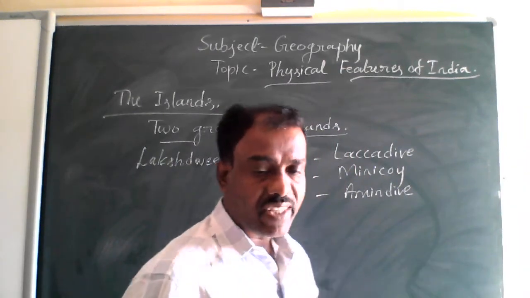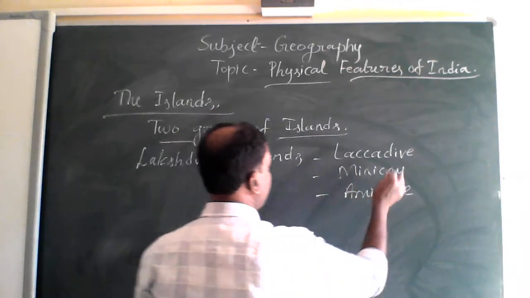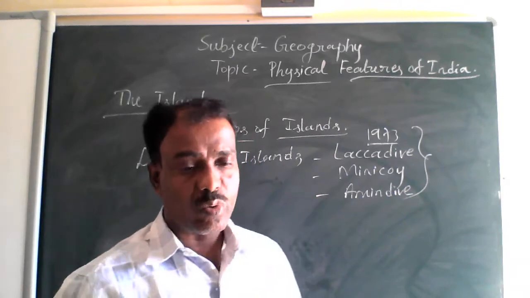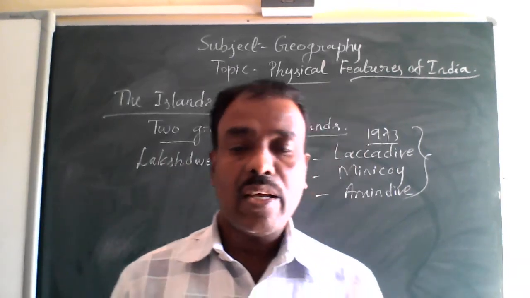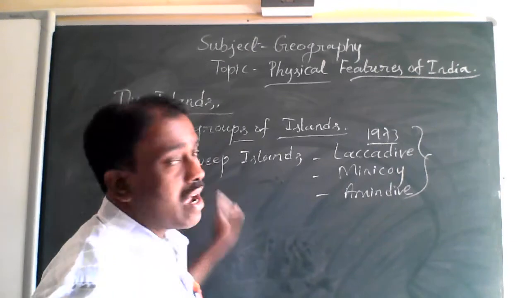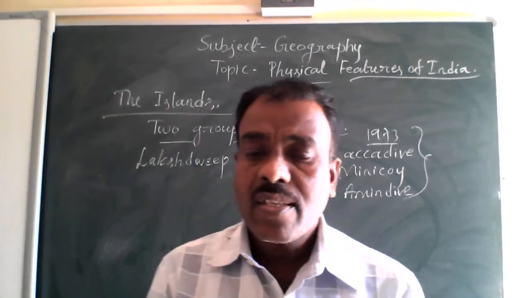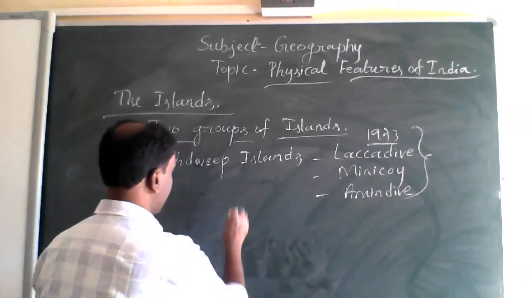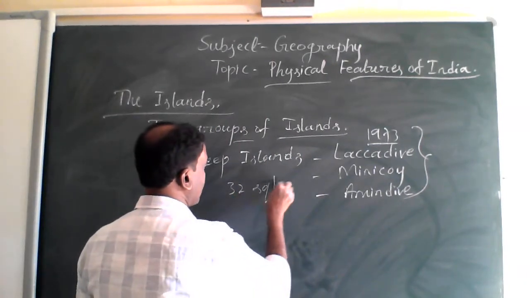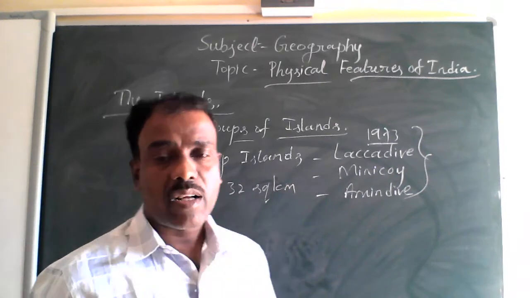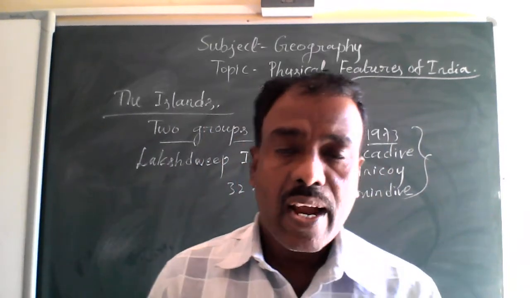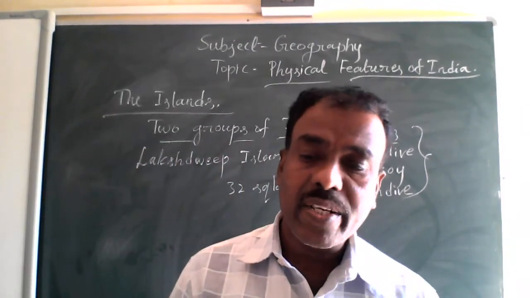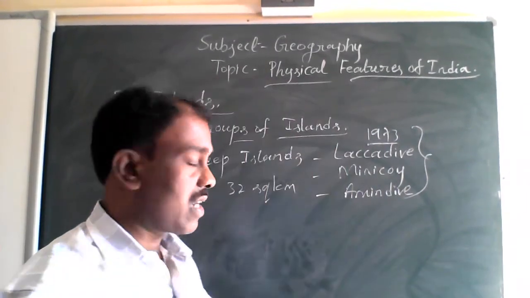So in 1973, these island groups were named Lakshadweep Islands. Got it now? See, it covers a small area of 32 square kilometers. And Kavaratti Island is the administrative headquarters of Lakshadweep.